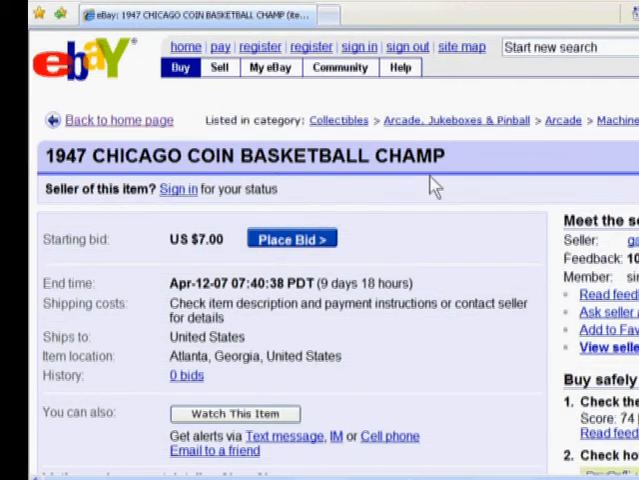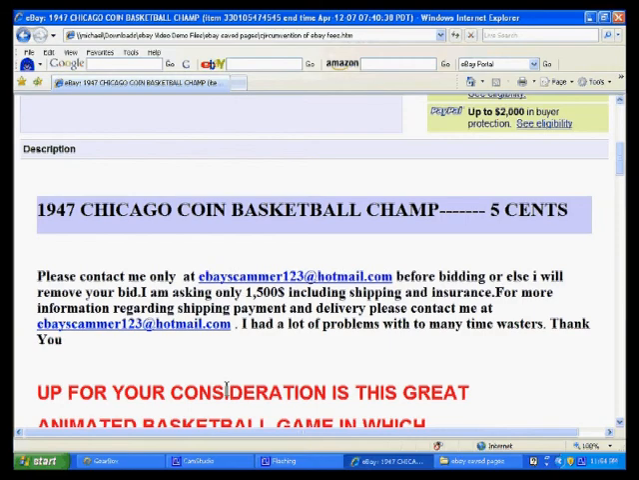We see that this is a 1947 Chicago Coin Basketball Champ game. This is a very rare game and it's highly collectible. These commonly sell in the thousands and tens of thousands of dollars. But this seller starts his bid at $7. As we scroll down, the first line says, "Please contact me only," and then he gives his email address. This is always a warning sign. You should never bid or even contact a seller who has such a statement in their auction.